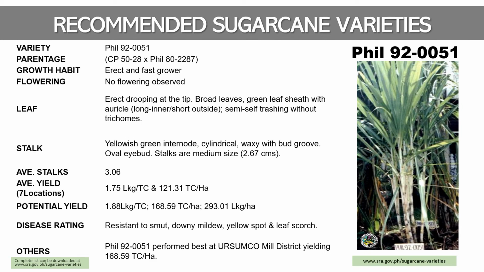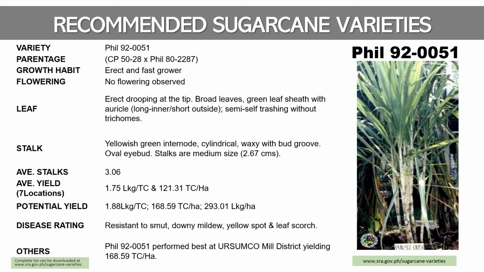Another example of recommended sugarcane varieties here in the Philippines is Phil 92-0051. Again, it is an erect type of variety, fast grower, no flowering observed. It is semi-self-trashing without trichomes, so hindi makati. Stalk is yellowish-green, internode cylindrical, waxy, with bud groove, oval eye bud. Stalks are medium size, 2.67 centimeters. Average stalks is 3.06.